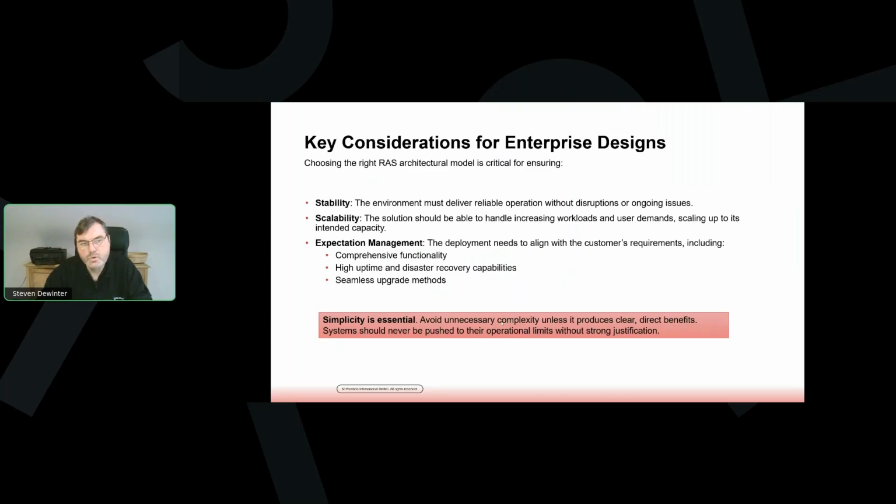And it's not only about scalability, and scalability is something pretty obvious. If you go to 10,000 or if you go to 20,000 users, you have to make another architecture or design than if you deploy this for 20 or 50 users. But it also has to do with stability and with expectation management.